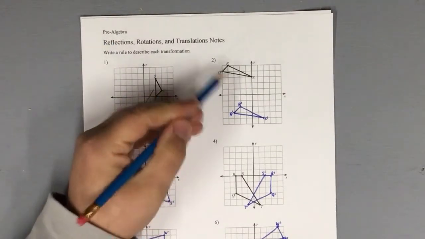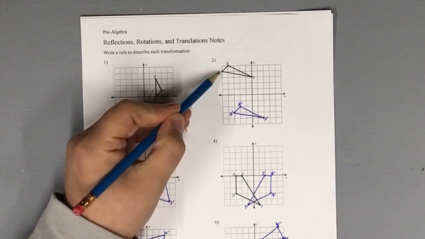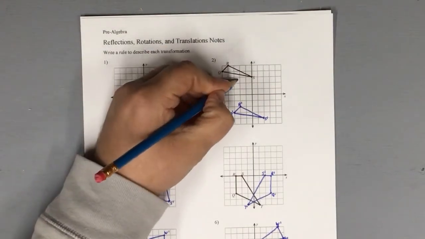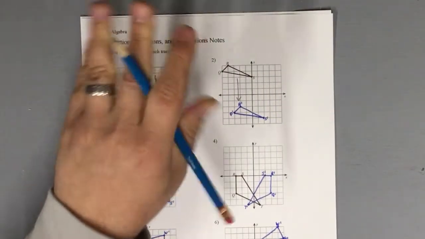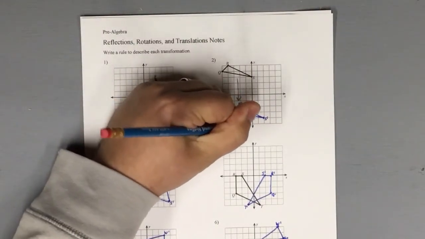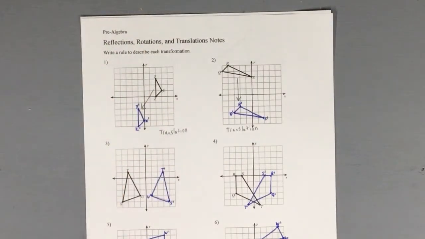Number 2 is the same thing. R is on the top, it moves, R is on the top. S is on the right, S is on the right. Q is on the left, Q is on the left. All this did was just got moved down. It didn't spin, it didn't rotate or anything, so this is also a translation. That's probably the easiest one to understand.